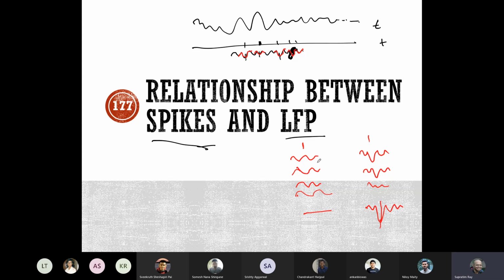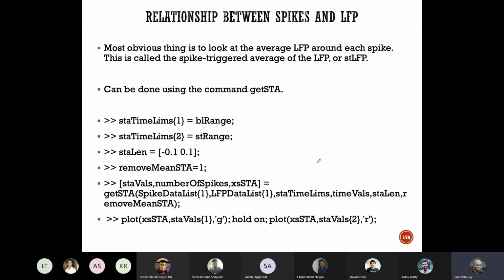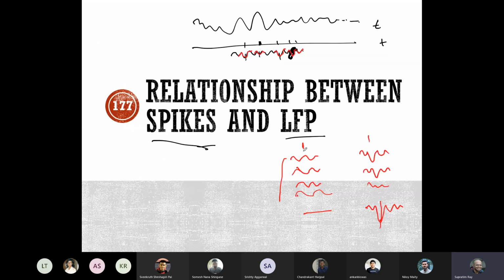Okay, so let's see what is happening in our real signal. These segments are called spike triggered LFP segments. What we are going to generate is a spike triggered average of the LFP. This is the average of the LFP segments around each spike.